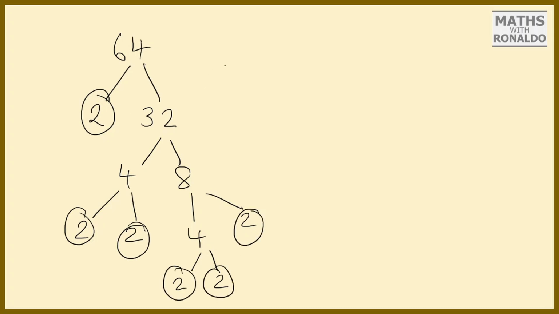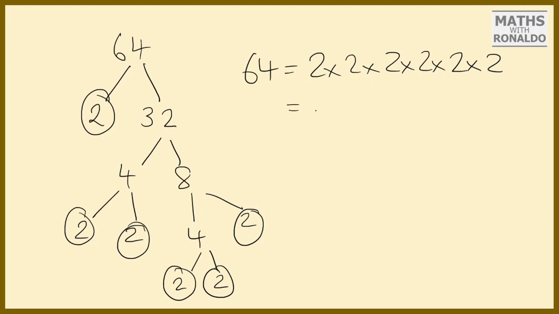And we can say here 64 equals 2 times 2 times 2 times 2 times 2 times 2, which shortens down to 2 to the power of 6. Now 64 has only got 2 as its prime factor. 64 is a power of 2.